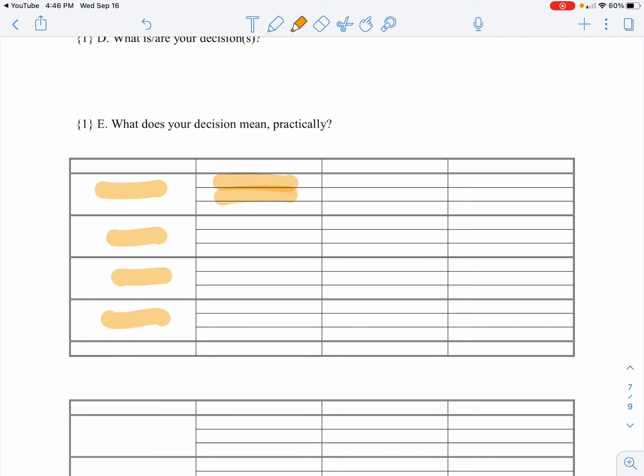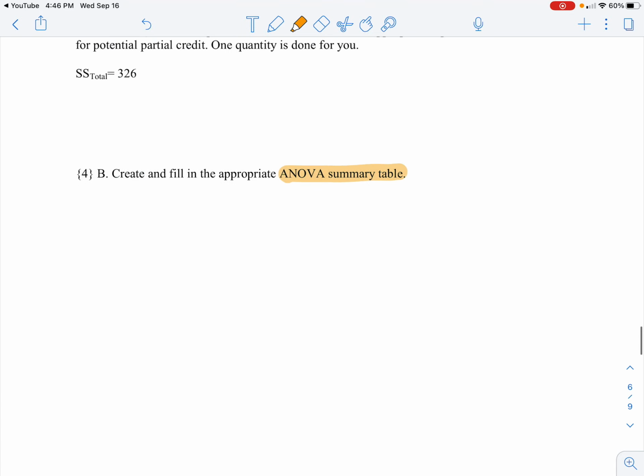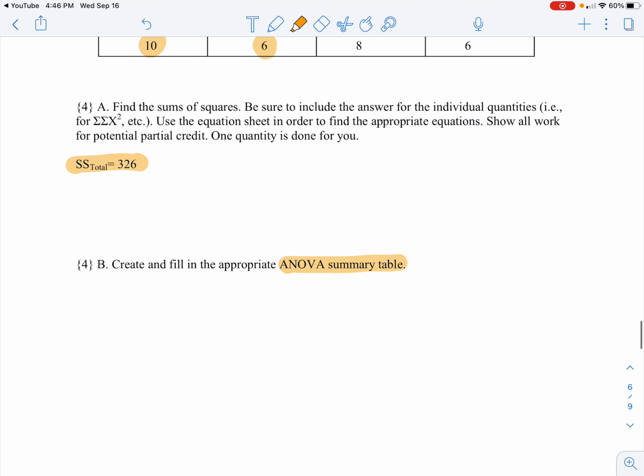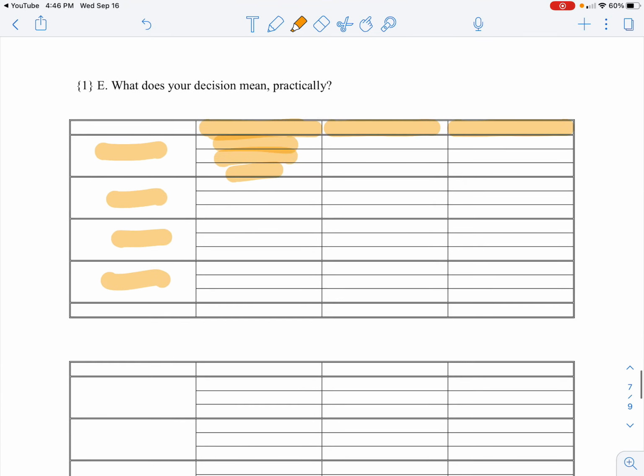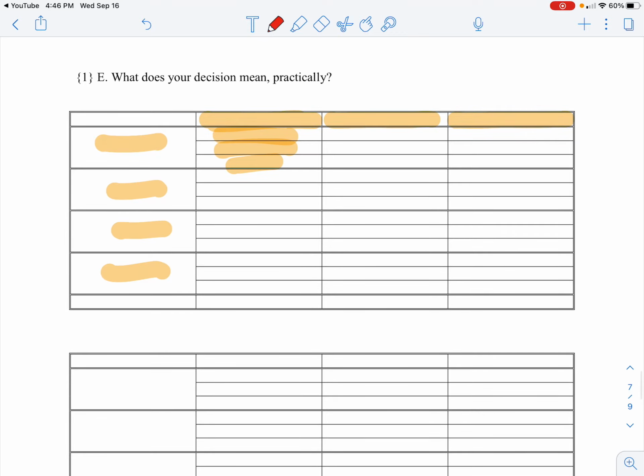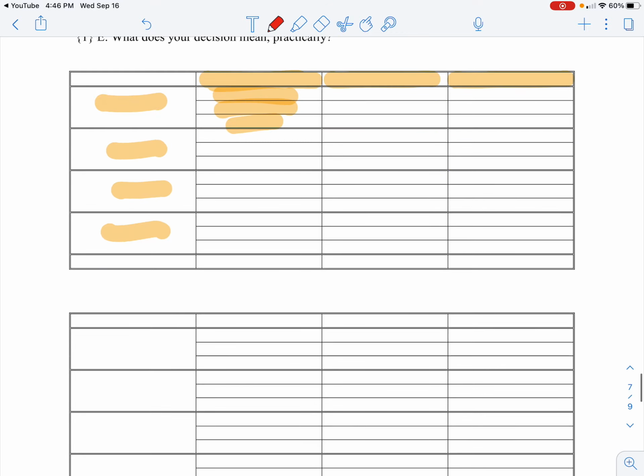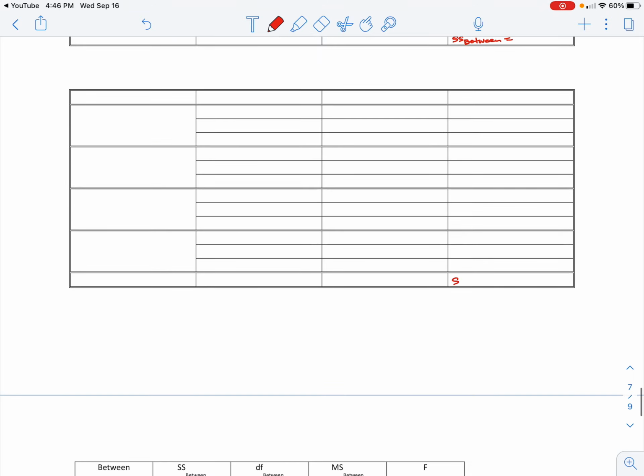What goes in this first column? In other words, what should we title this? What goes in the second column and what goes in the third column? Now, notice I've given you the sum of squares total value right there. So all you need to calculate out is the other 2 sum of squares. So let's call this first one sum of squares between, and the second one sum of squares within.